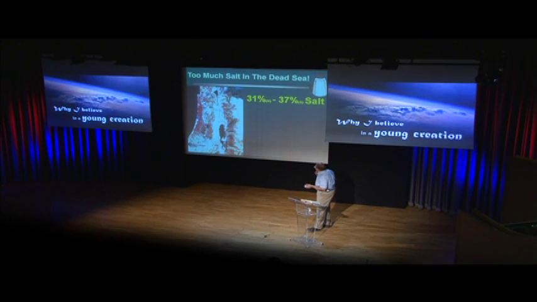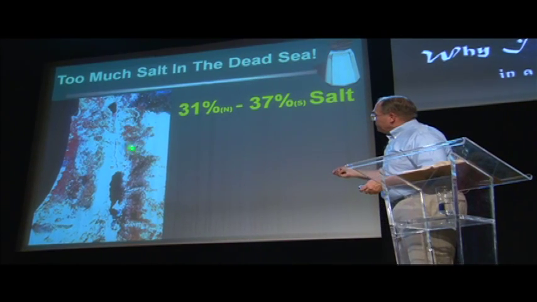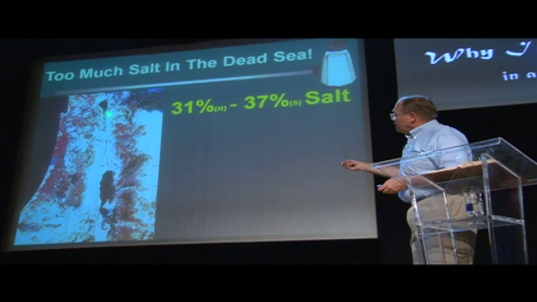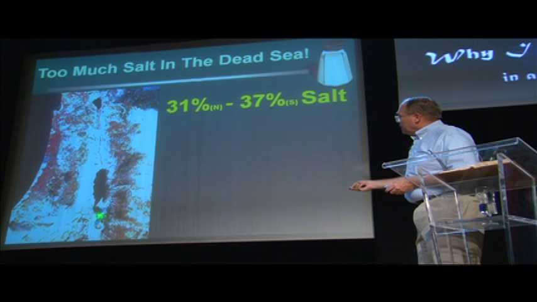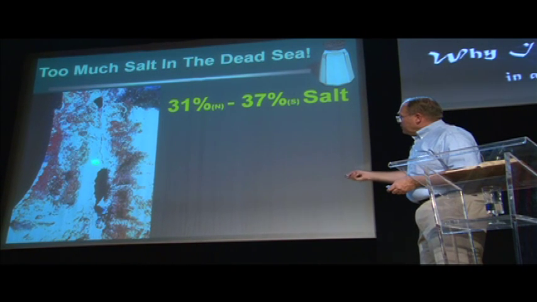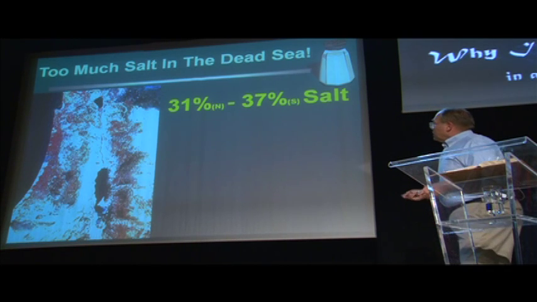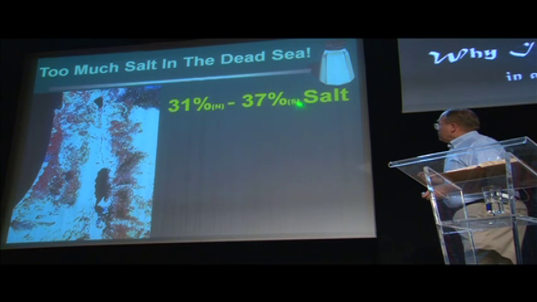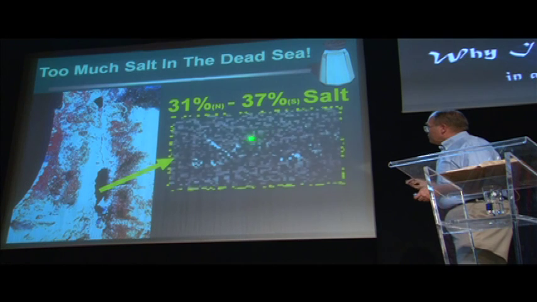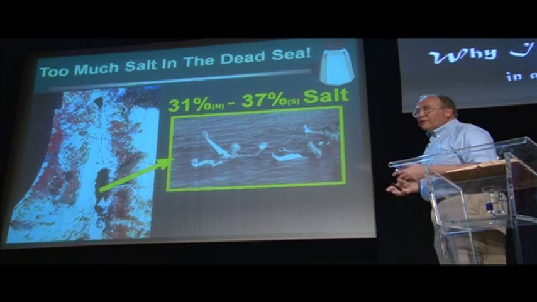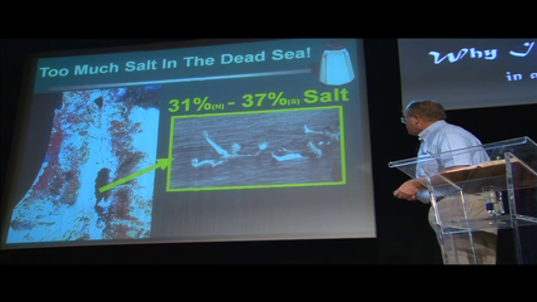And here, there's too much salt in the Dead Sea. Now here's a satellite photograph of Israel. Here's the Sea of Galilee, the Jordan River, the Dead Sea here. But the Dead Sea has too much salt in it for it to be old. The north end today is 31% salt, the south end 37% salt. This is why you can't drown in it unless you strap on about 500 pounds of lead weights.